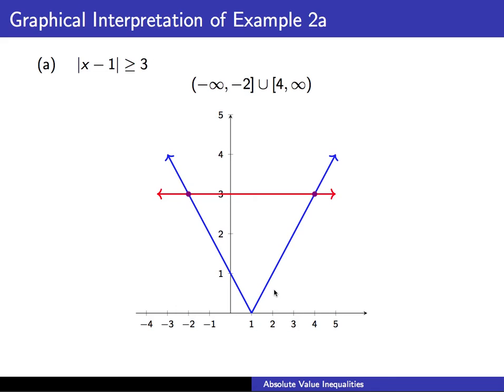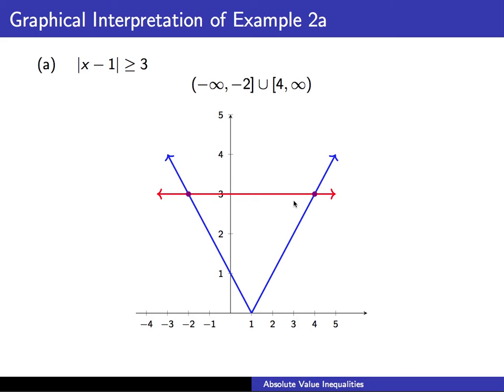Now the graphical interpretation of that answer: here in blue we have the absolute value of x minus 1, and then here in red we have the line y equals 3. And here are our intersection points, x equals negative 2 and x equals 4.